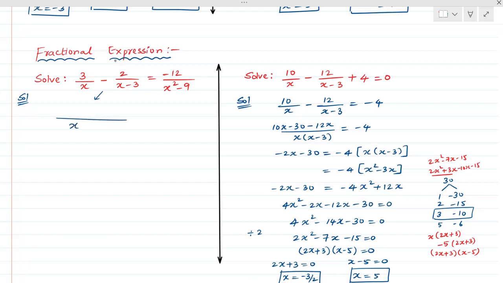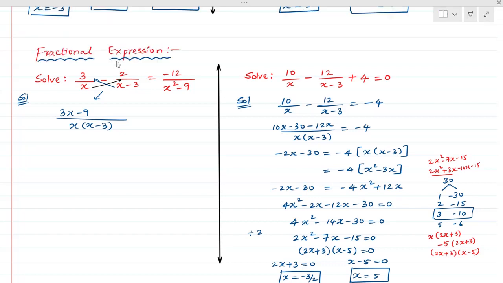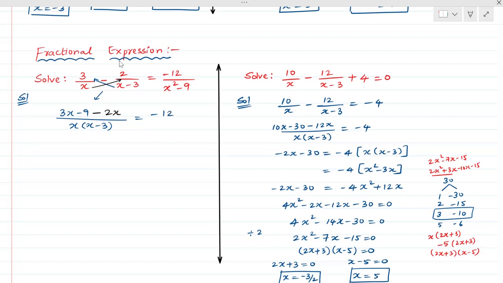So it is x into x minus 3. I'm multiplying. Then I multiply this part. When I multiply, you have to multiply 3 with this term. So it is 3x minus 9. This is finished. Now the next part, I have to multiply this one with the 2. You will get minus 2x equals minus 12 over.